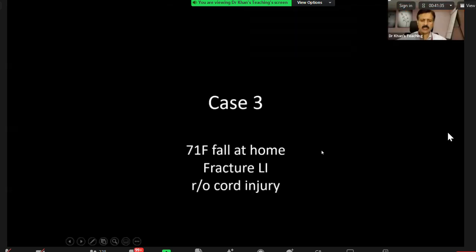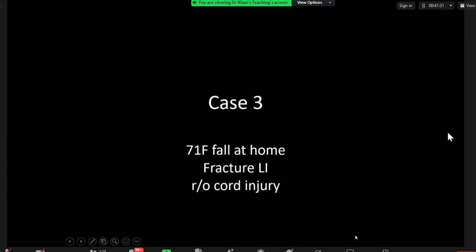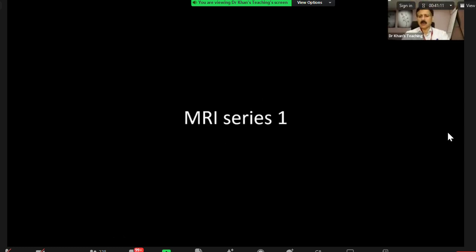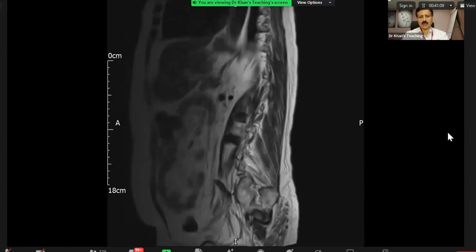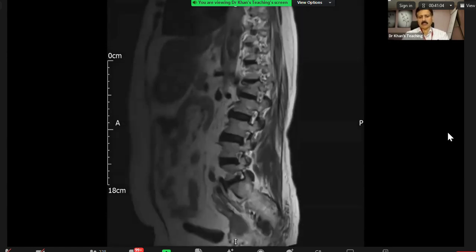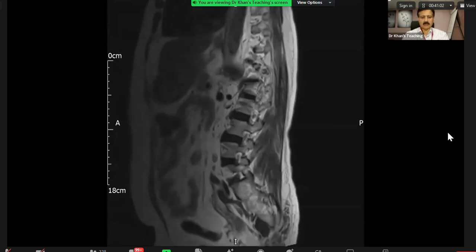Can you see this case 3 written for you? Yep, 71-year-old female fell at home, fracture L1. Let me give you the mouse control. Take over, please. So this patient fell at home. There was a L1 fracture, and the orthopods said we want to do an MR also just to evaluate if anything else is happening. Okay.